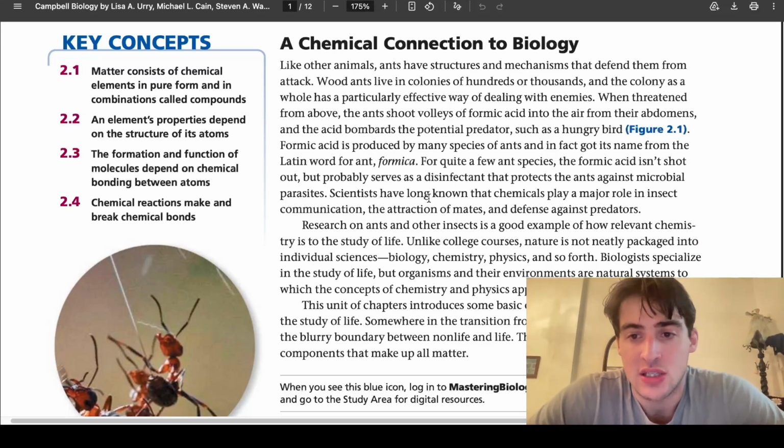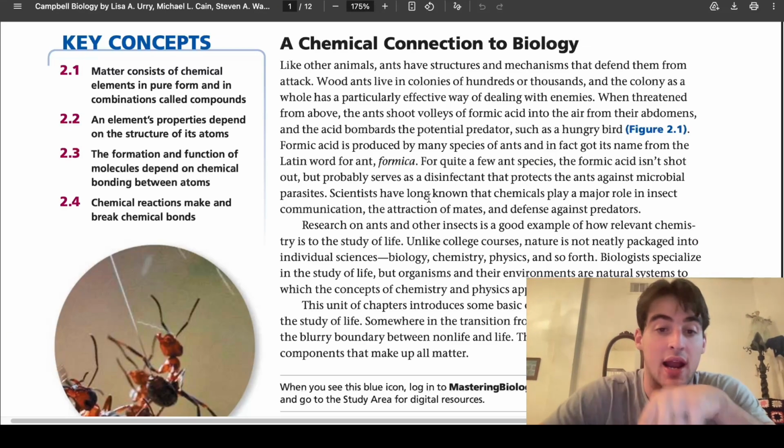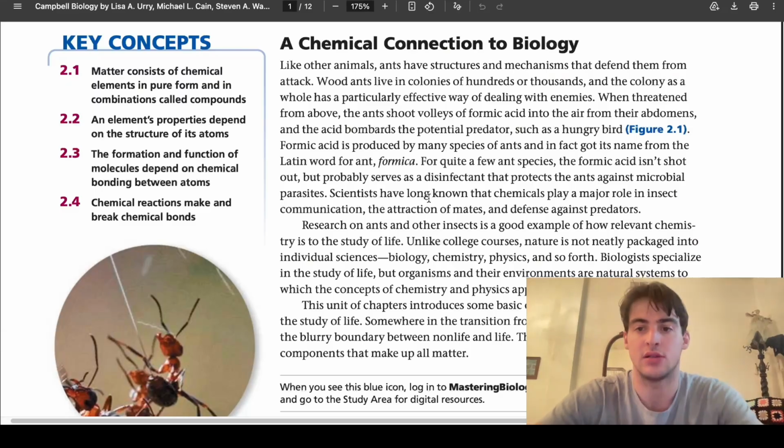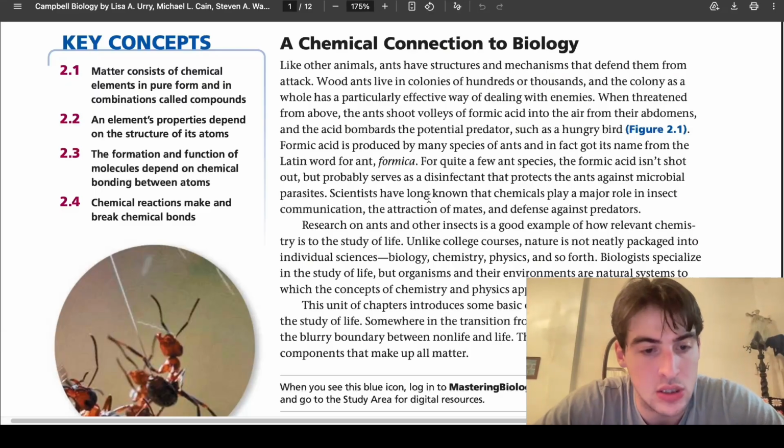For quite a few ant species, the formic acid isn't shot out, but probably serves as a disinfectant that protects the ants against microbial parasites. Oh, okay, so it's not necessarily always used on larger predators. It can be used on smaller ones, smaller parasites.